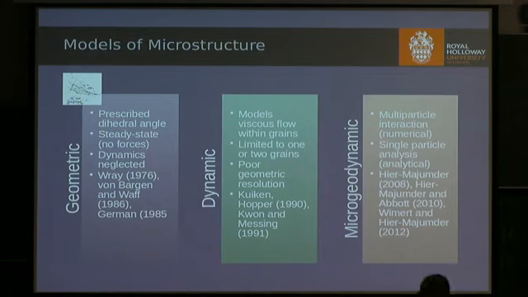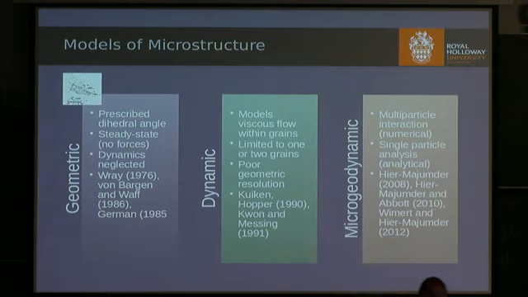Now it turns out that there has been quite a lot of work, especially in the 1990s. If you look into the Journal of Fluid Mechanics, there are just many papers, but my favorite ones are Quicken and Hopper, and some by Kwon and Messing. These people were trying to look into some fluid mechanics based dynamic model of microstructure.